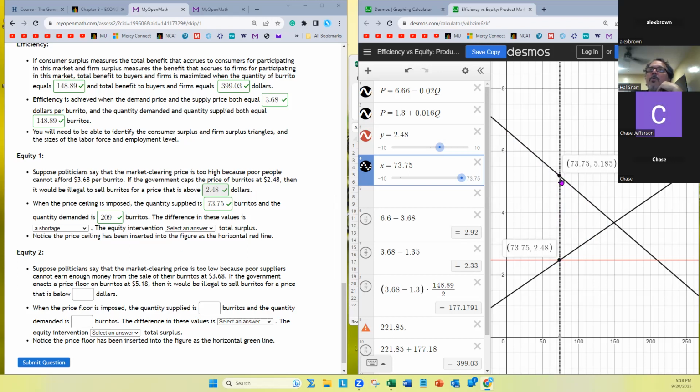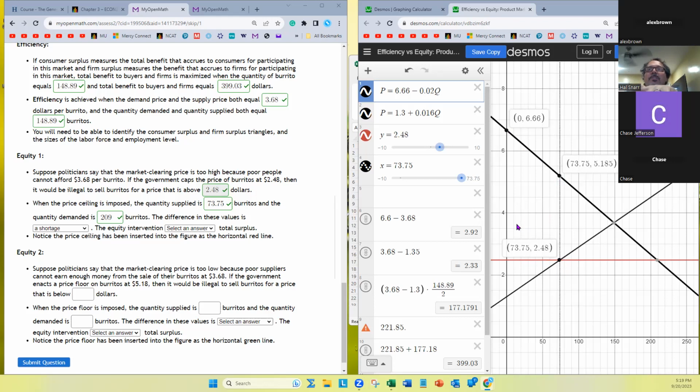A trapezoid is a rectangle with a triangle on top, right? What do we call this trapezoid? The first rich person is willing to pay $666, right? The last rich person is willing to pay $519. All these people only have to pay $248. What do we call this trapezoid? We call it consumer surplus, but it's really rich person consumer surplus.